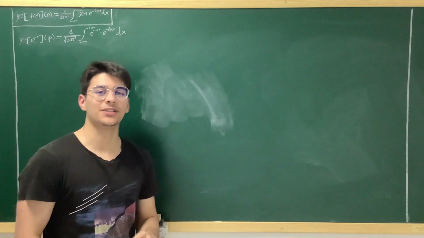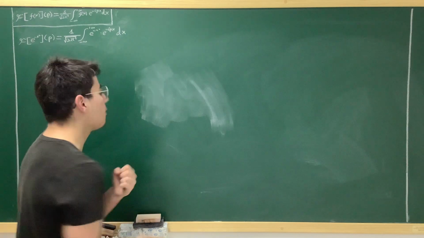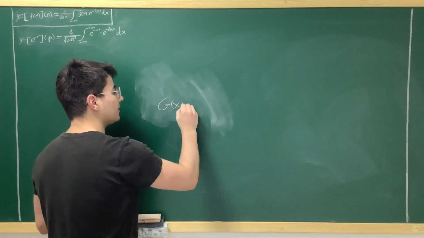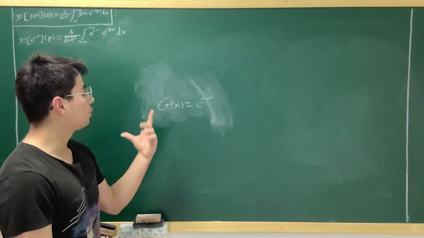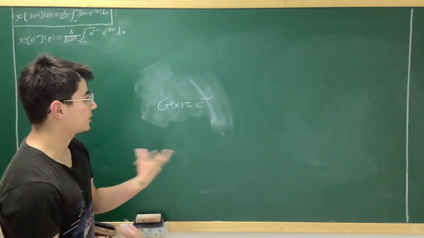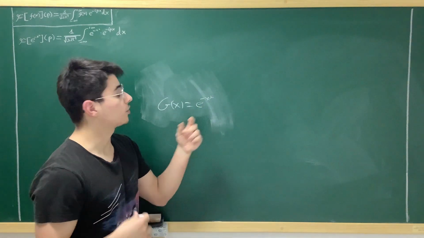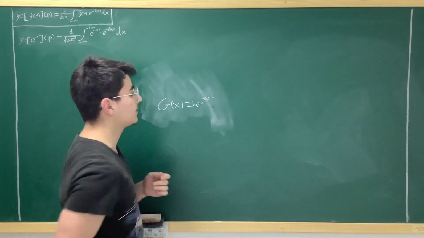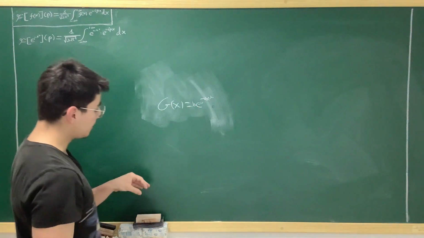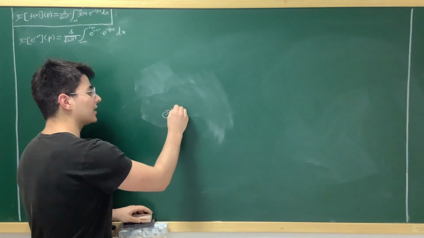Hi, so today we're going to be doing a Fourier transform, and the Fourier transform we're going to be doing is the Fourier transform of the Gaussian function, which is given by this expression. There are more general Gaussian functions. For example, this exponential would be raised to minus some constant a times x squared, and then some other constant b multiplying the exponential. But for now, we're just going to keep it simple and work with e to the minus x squared.